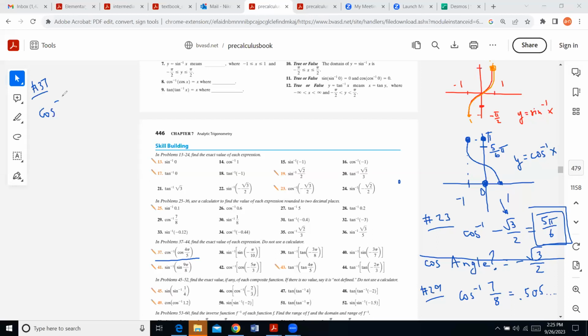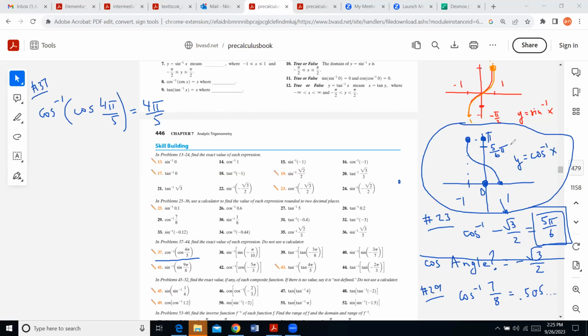Arc cosine applying to cosine. So since they're inverse functions, then this 4 pi over 5 should be untouched. So it should automatically be the answer. But it turns out not really, because of the restriction of the arc cosine range. 4 pi over 5 is fine. It's someplace here within the range, and that's great.